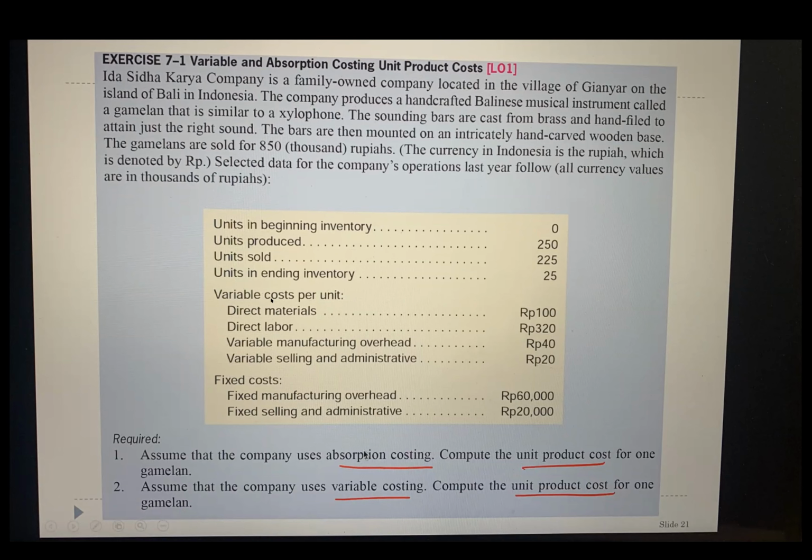Sir, do we have to calculate the selling and administration, the period cost? No, only product cost. Okay. Thank you.